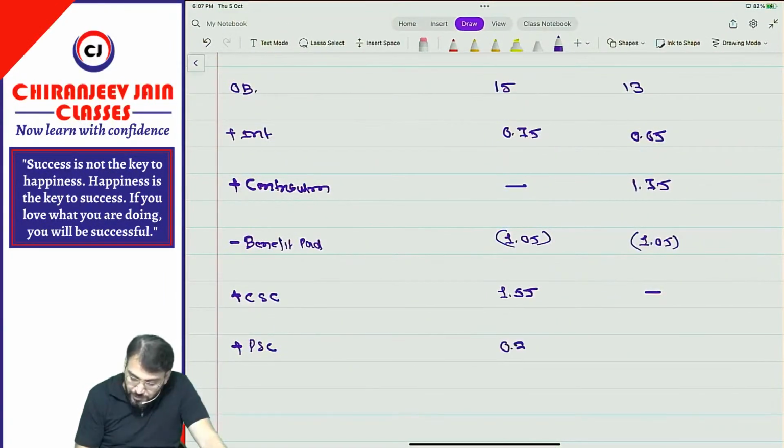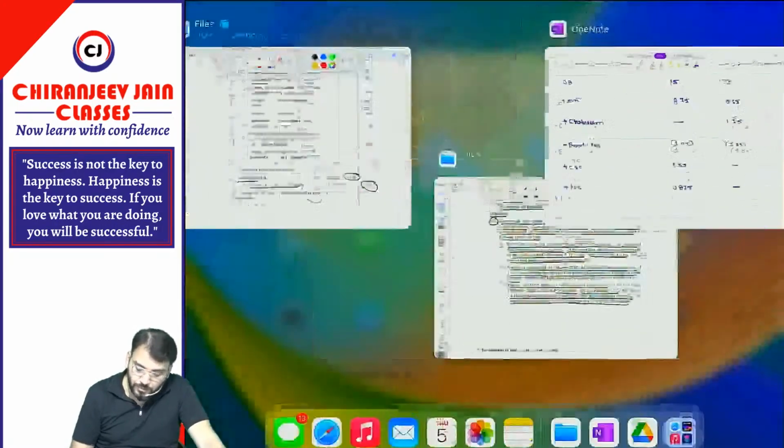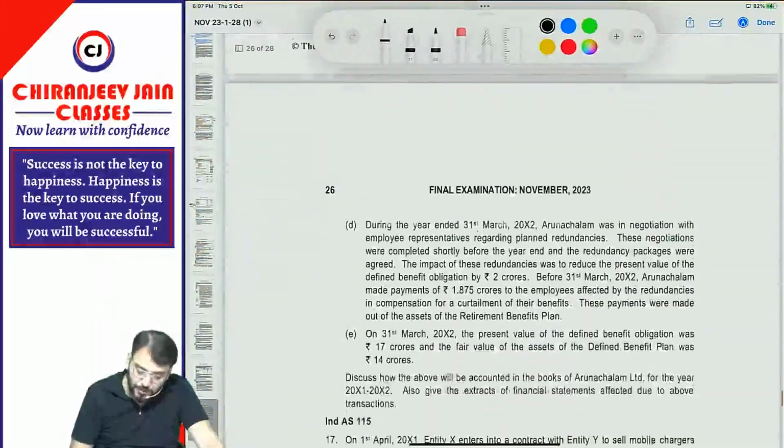So 0.375. Understood this point? It is given in lakhs, we converted into crore. Yes, sir. Then what is given?